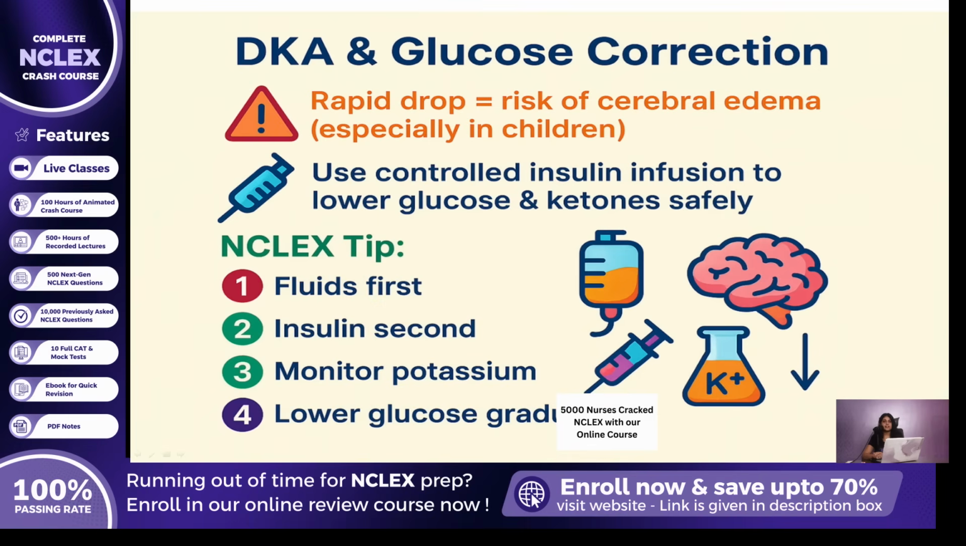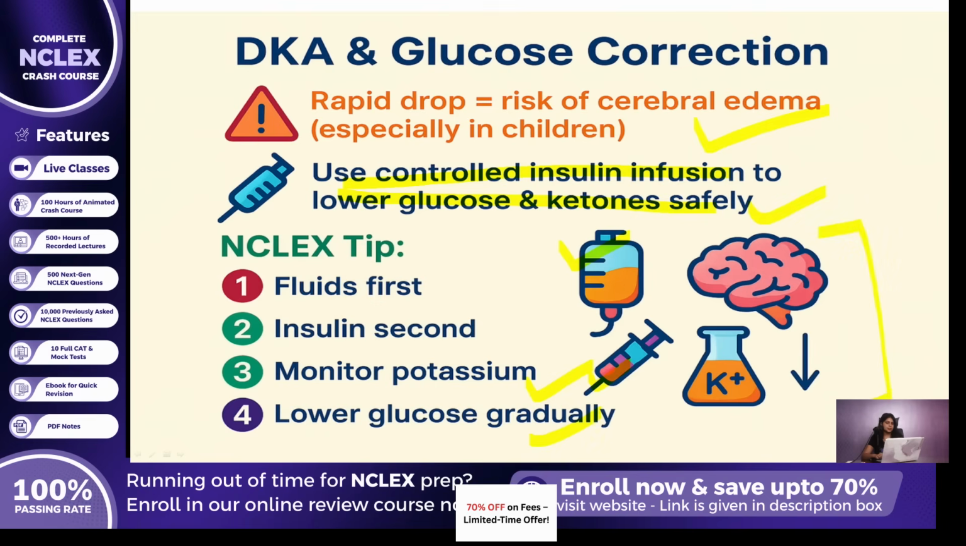Rapid glucose correction increases the risk of cerebral edema, especially in pediatric clients. Controlled insulin infusion helps safely bring down glucose and ketone levels. NCLEX tip: in DKA, treat with fluids first, insulin second, and monitor potassium. And always reduce blood sugar gradually to avoid complications.